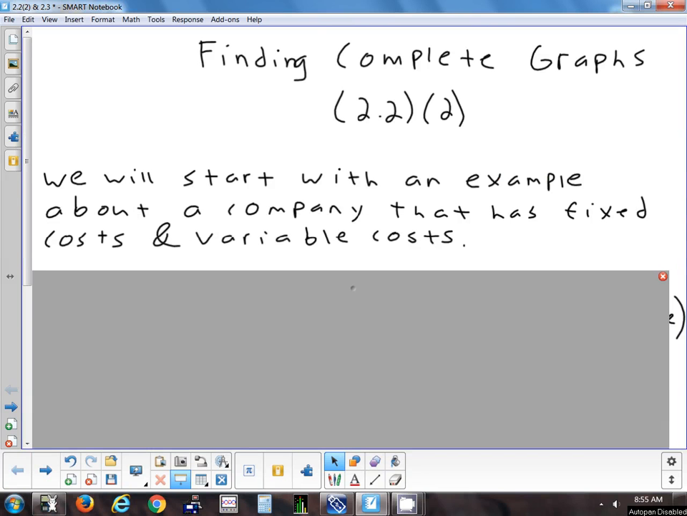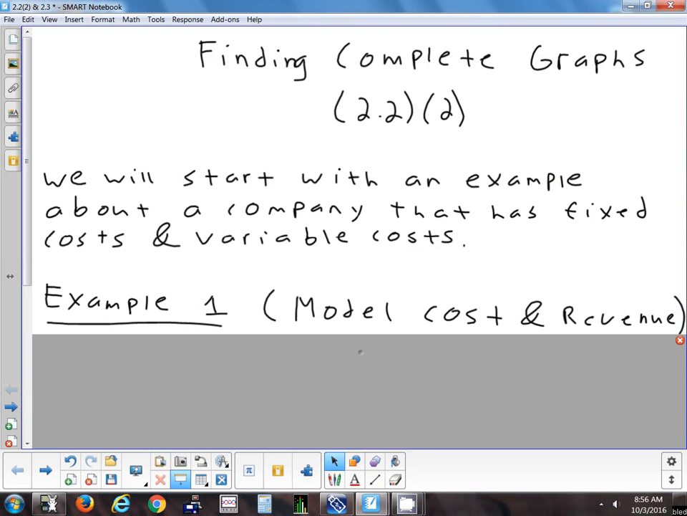All right, so what we're going to do is start out with an example that we're going to look at graphically and a little bit algebraically. It's going to be about a company that produces a product, and the company has two different kinds of costs. They have one cost that's fixed. It doesn't change no matter how many of the product they produce. And the other cost is variable. The variable cost is going to change depending on how many of the product they produce.